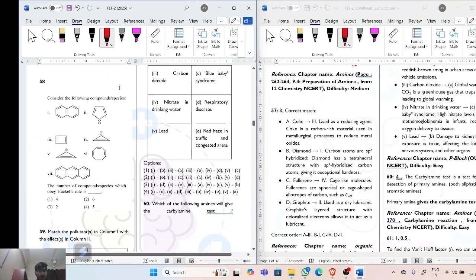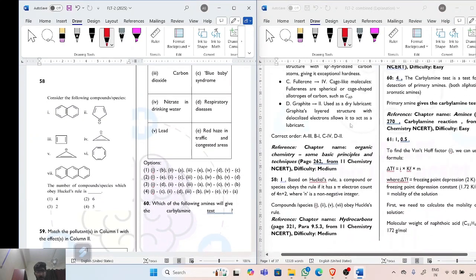Now comes question number 58. Here the following 7 compounds are given, and it is asking the number of compounds which obey Huckel rule. First of all we have to know what Huckel rule is. Huckel rule says that a compound which obeys the 4n plus 2 pi electron rule will follow Huckel rule.